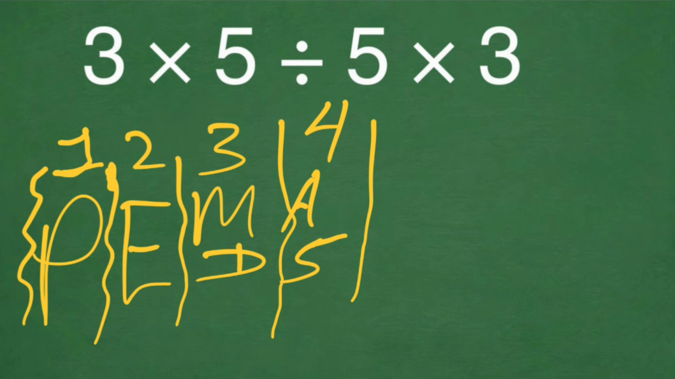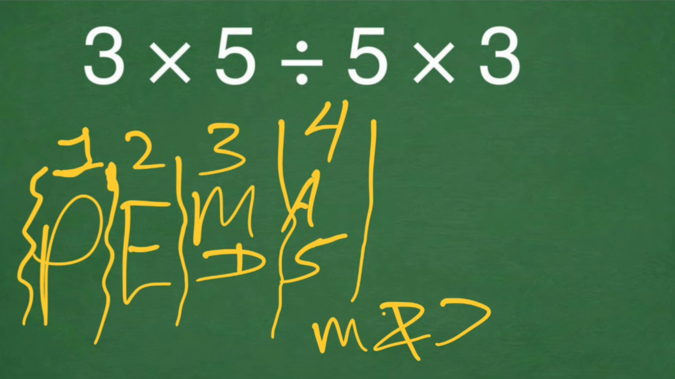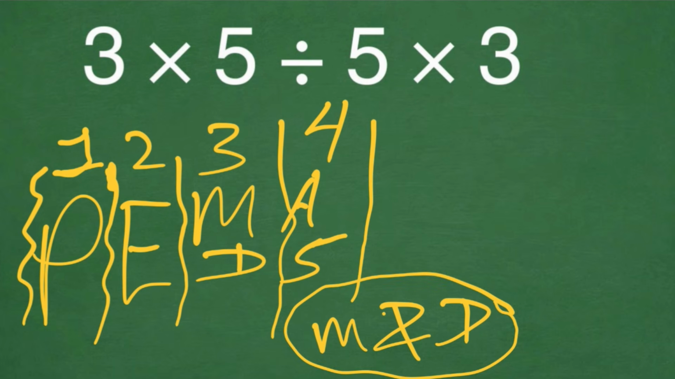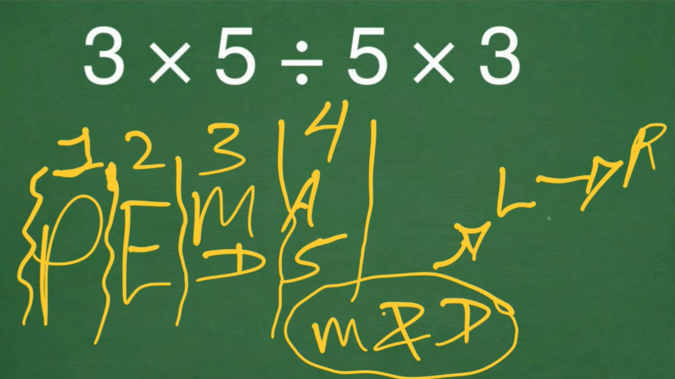Here is where most people get it wrong though. They think multiplication comes before division, therefore multiplication has higher priority than division. But that is wrong. Multiplication and division both have equal priority, right? They are on the same priority. They are priority number 3. And we are going to solve the problem left to right, right? That is what we are going to do.